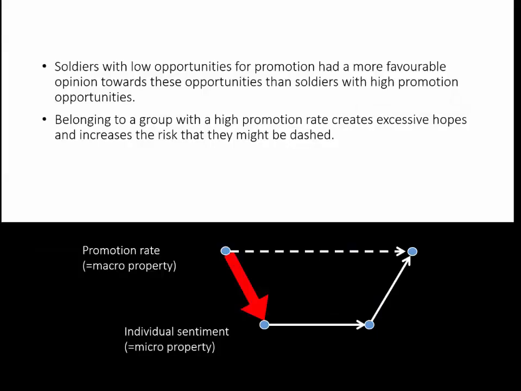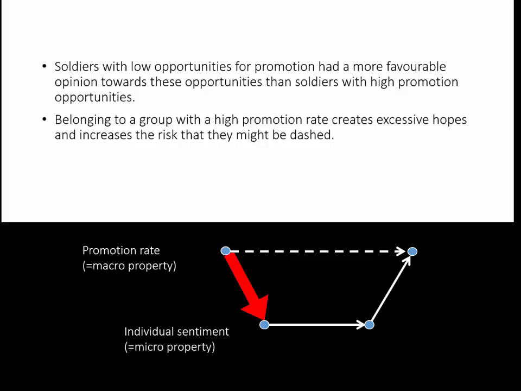But one thing they found was a really odd phenomenon: soldiers with low opportunities for promotion had a more favorable opinion towards these opportunities than soldiers with high promotion opportunities. So people who were in a unit where they could not get promoted were actually more excited about promotion. In the other case, if people were in an environment where lots of people got promoted, where the promotion rate was high, and they didn't get promoted, you can see how that affects the individual sentiment. Because they think, hey, everybody else gets promoted but I don't. While if people were not exposed to a high promotion rate to begin with, they thought much more positively about it.